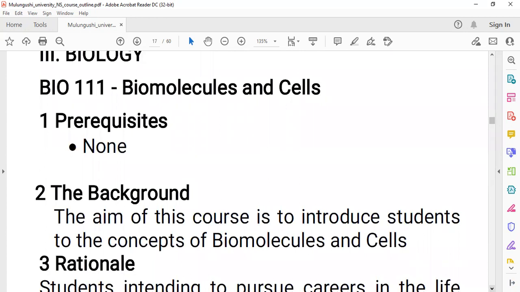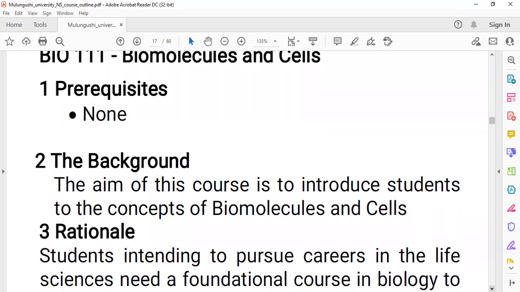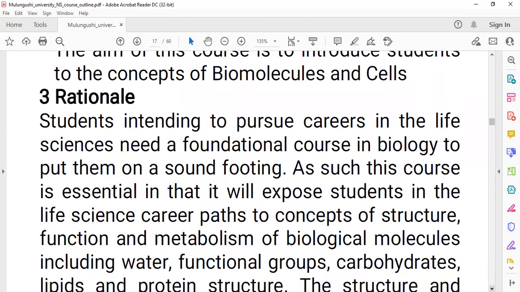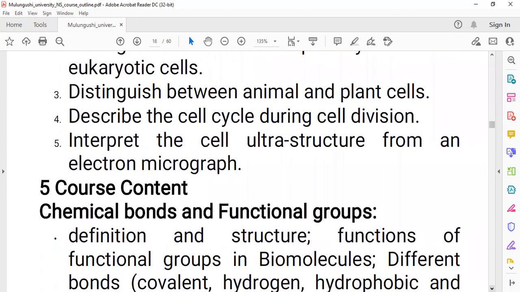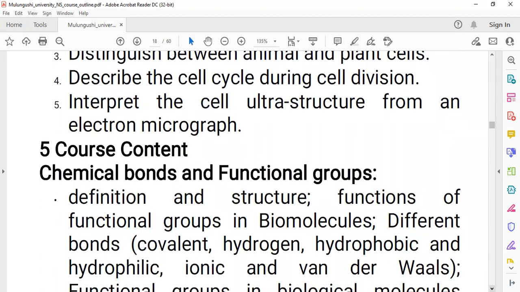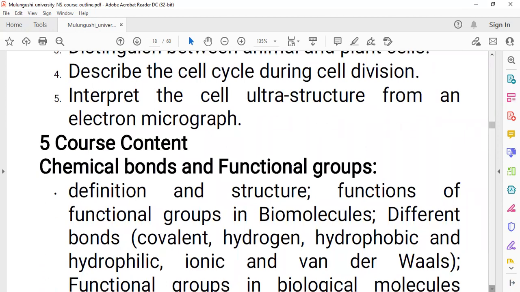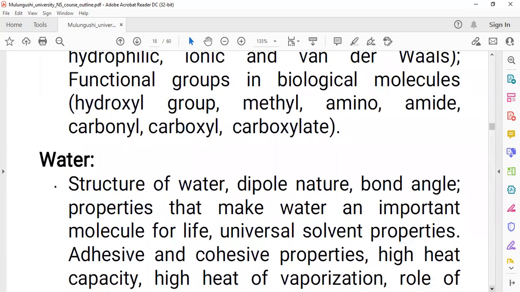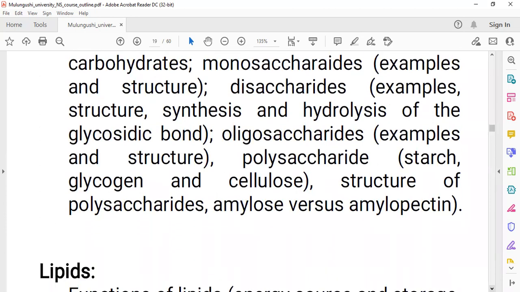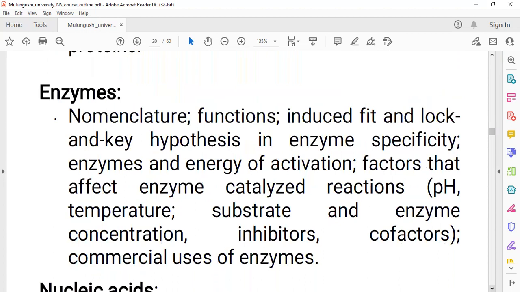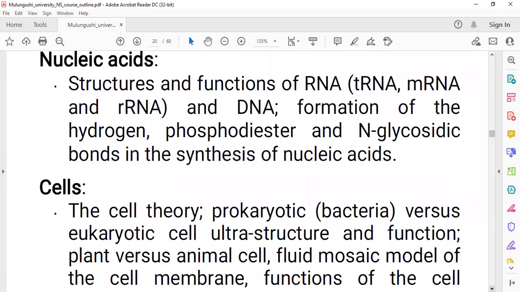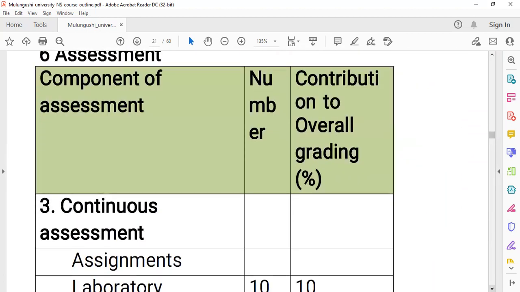So we have biology, which is Biomolecules and Cell, BIO 111. Let's look at the course outline. We have chemical bonds and functional groups, so that's what we're going to study. Look at water, carbohydrates, lipids, proteins, enzymes, nucleic acids, cells, and the cell cycle. These are a few topics, but they are broad.